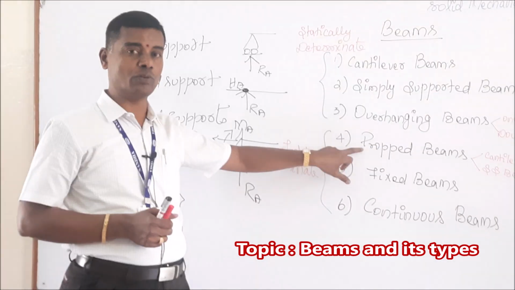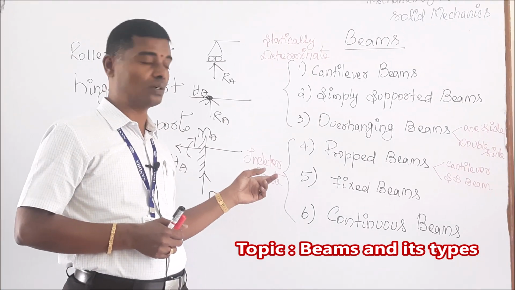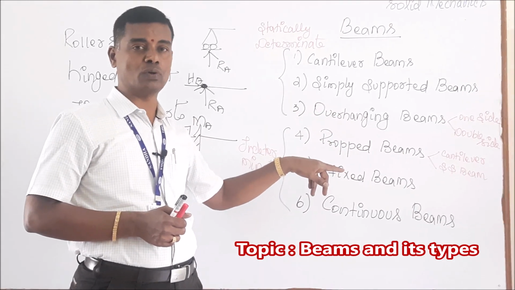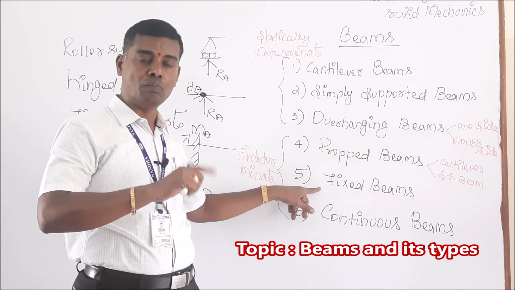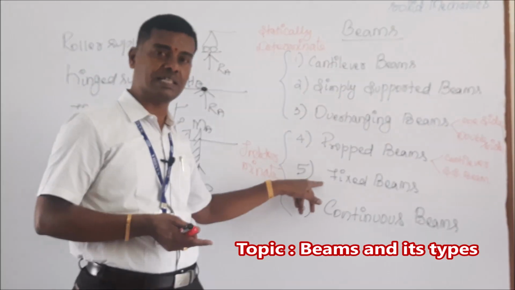In a propped cantilever beam, one end of the beam is fixed, with a left-hand support, and the other, right support is a hinged or a roller support. Therefore, it has more than three unknowns. Similarly, for a fixed beam, both supports are fixed ends. Therefore, it has a total of six unknowns.